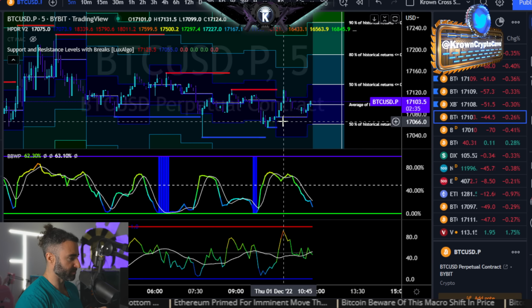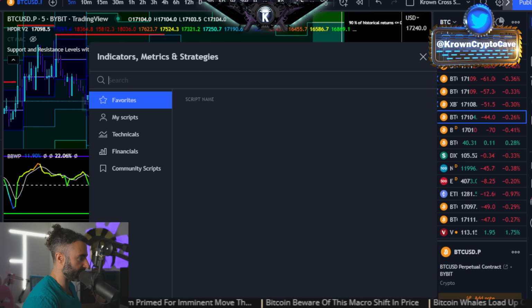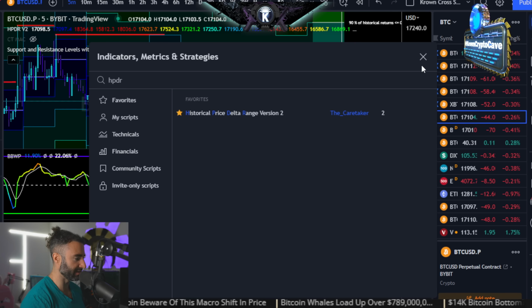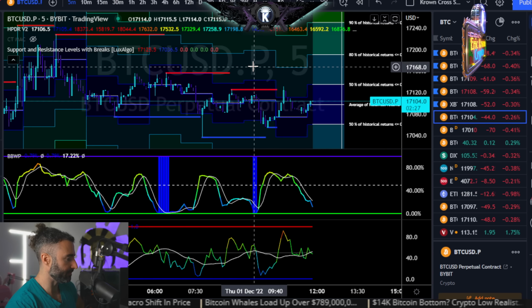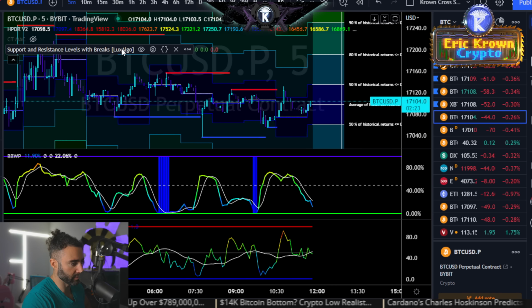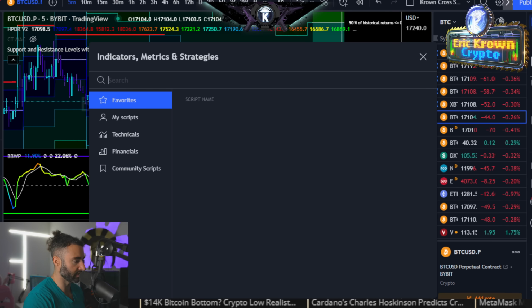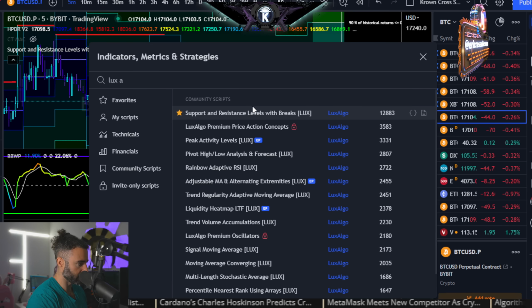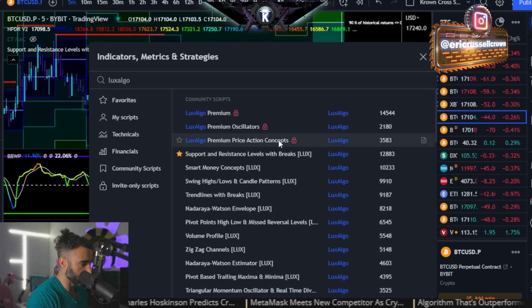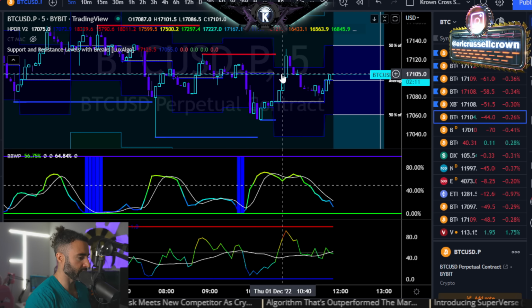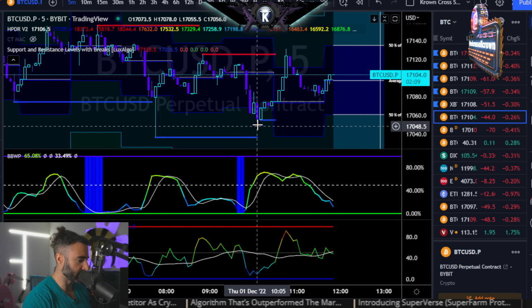And then obviously the HPDR, you'll have access to that if you're supposed to, and it'll just show up right here. All right, lovely. Then I have the Lux Algo for the support and resistance. Just type in Lux Algo, boom, there you go, keep it all one word. It's this one right here. It'll plot the support and resistance for you.